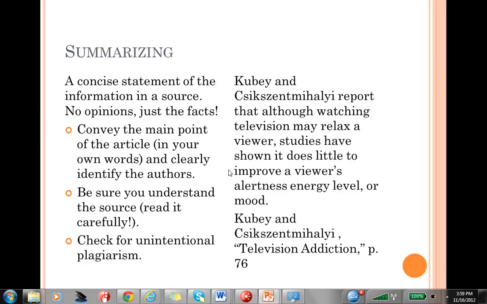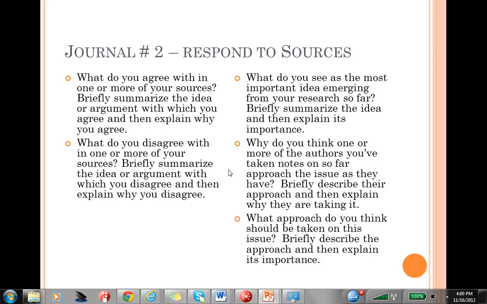It's really easy to plagiarize when you're summarizing because you just kind of change the key words and you don't restate the whole thing. So I have an example of a summary here. This is a summary of an article called Television Addiction, and it's just the basic facts of what's found in that article. So for journal number 2, I'd like you to respond to your sources.